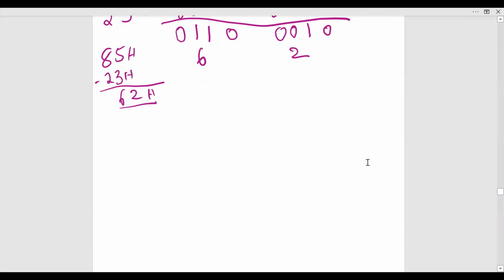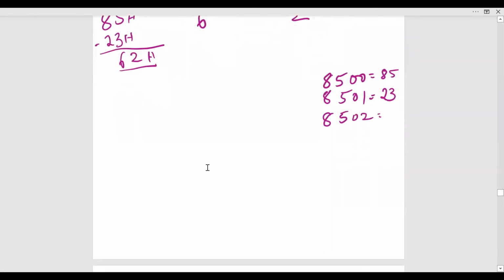So we'll load these numbers first in the memory location. At 8500 we will take the first number, that is 85, and at 8501, the second number, that is 23. Now let's store the result in 8502. Now let us start writing the program.